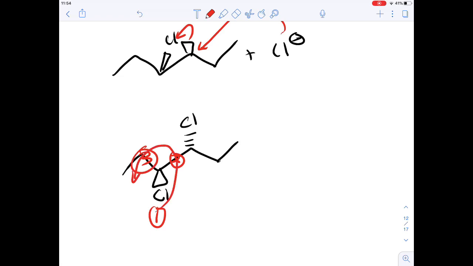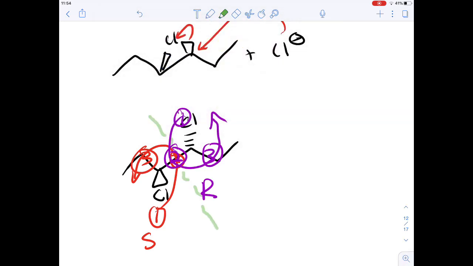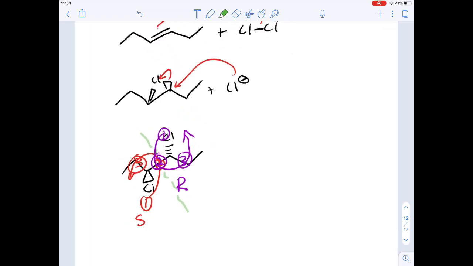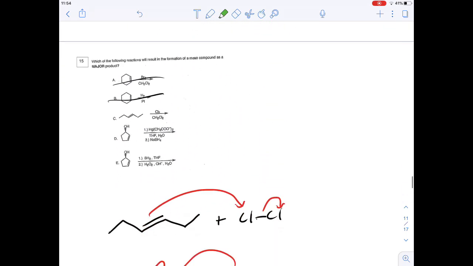So now we can go ahead and assign stereochemistry. So this is going to be 1, 2, 3. So this one is S, and this one is going to be 1, 2, 3. So this one is S, but it's actually R because you have to flip the stereochem. And because there is a plane of symmetry down this molecule, this is a meso compound. Okay? So the answer to number 15 is going to be C.